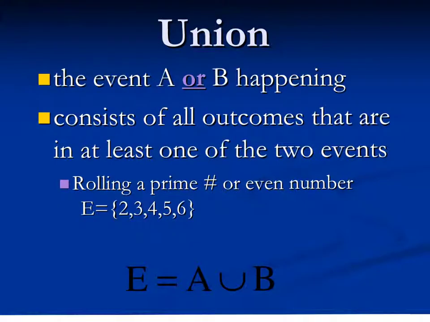All right, next we have the union. That's the event that A or B is happening. And that consists of all the outcomes that are in at least one of the two events. So it can be in A or it can be in B. So rolling a prime number or an even number, which we've already spoken of, would be an example of a union. And generally it's denoted with this little U, the event that A is union with B, event A being prime, event B being the even number.